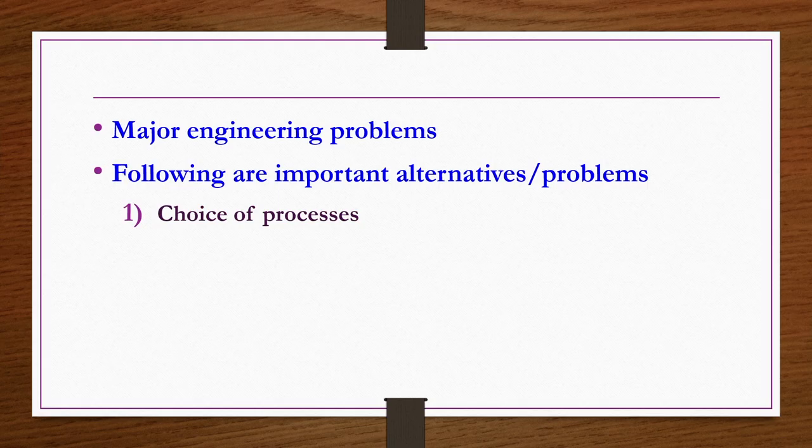Choice of processes is one important issue to consider. Then the use of the soda process. There are other processes besides the sulfate and sulfite processes; there used to be soda processes earlier. So we have to discuss what the issues are with using the soda process.